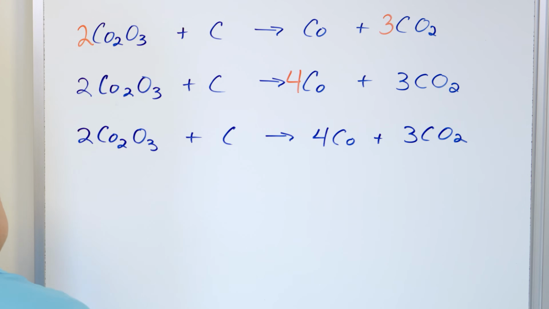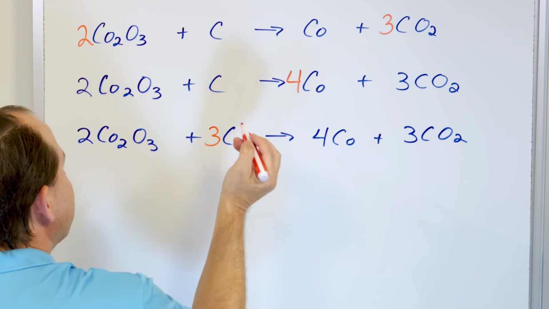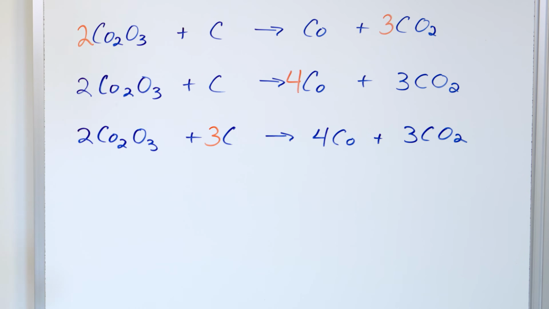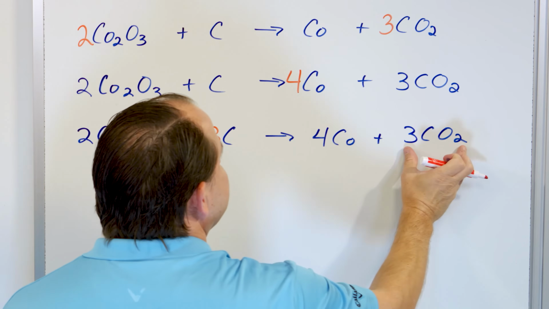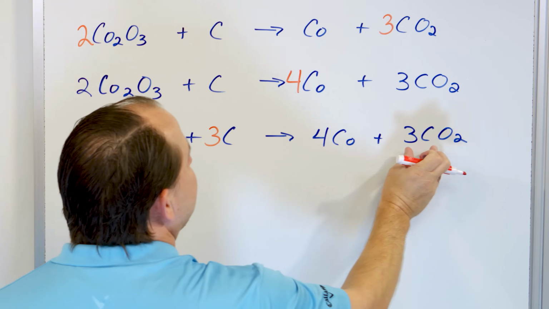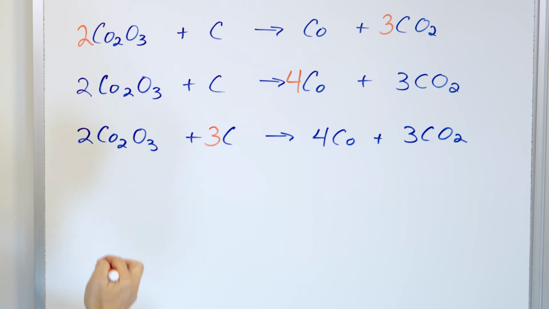How do I fix it? Well, since carbon's by itself, I'll just put the 3 here and it doesn't affect anything else, and it's correct. So 4 cobalt, 6 oxygen, 3 carbon, 3 carbon, and that's it. This is the balanced reaction.